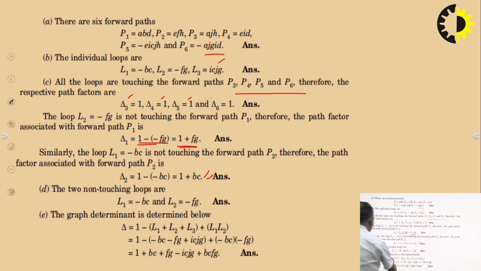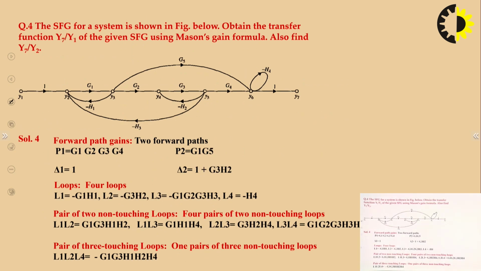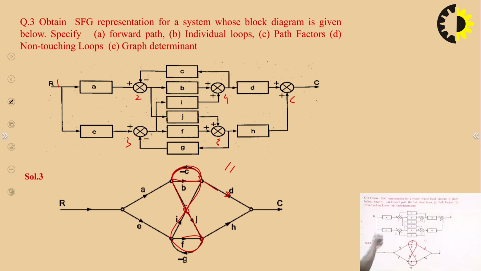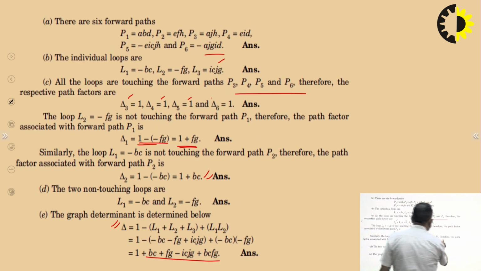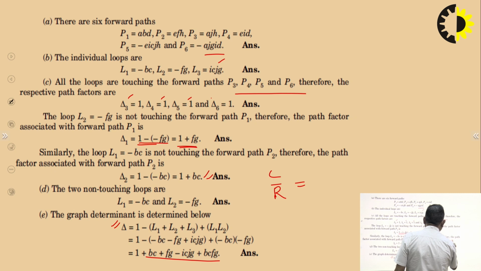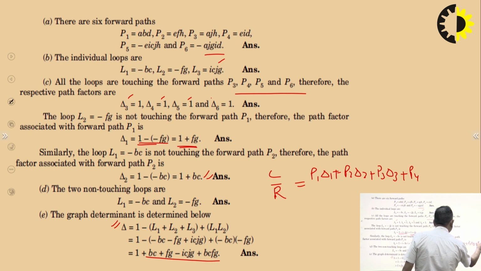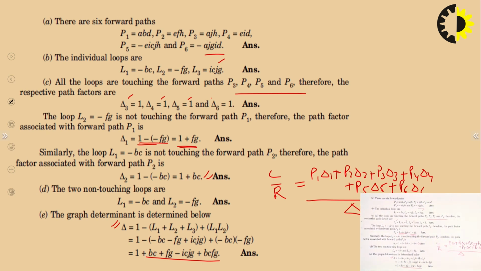So delta is 1 minus the sum of all individual loops plus the multiplication of non-touching loop transmittances. So we have this value of delta. This is how we have calculated all the forward paths, individual loops, path factors and the graph determinant. And if you want to write C by R, the overall transfer function, it will become P1 delta 1 plus P2 delta 2 plus P3 delta 3 plus P4 delta 4 plus P5 delta 5 plus P6 delta 6 upon delta. By this you can easily find the value of the overall transfer function.